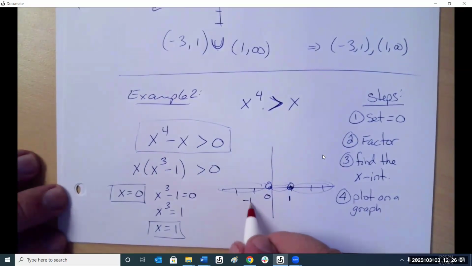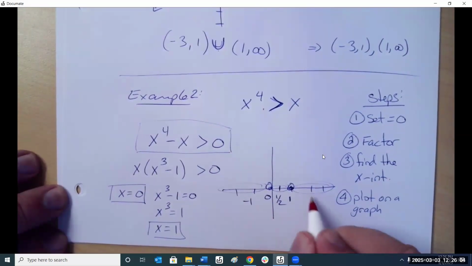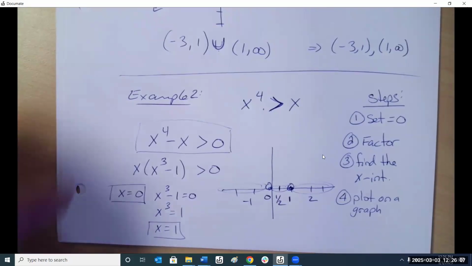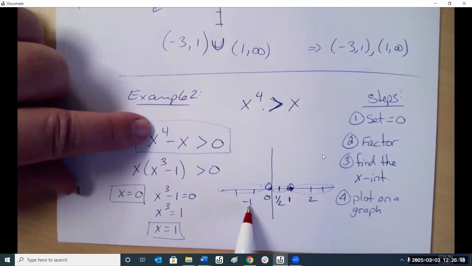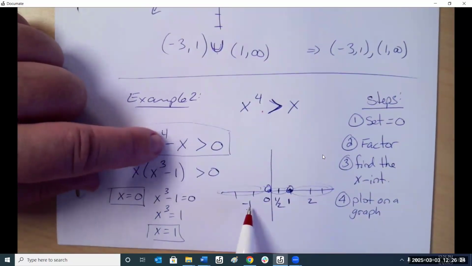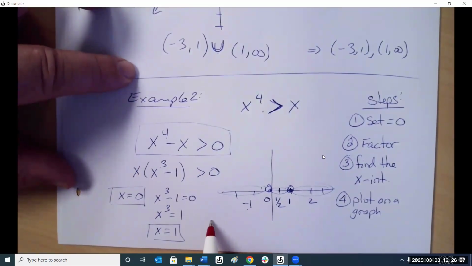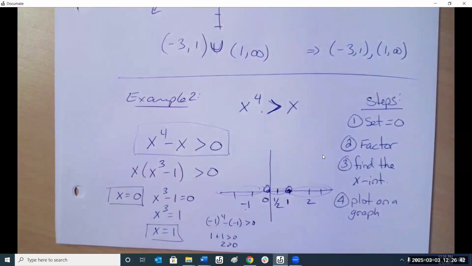So if we put in -1, 1/2, and 2 in there, what happens? If we put -1 into this equation, what do we get? -1 to the 4th is what? 1 minus a -1. Not greater than 0? Oh, negative minus a negative is a positive. It'd be 1 plus 1, which is 2. It's greater than 0.